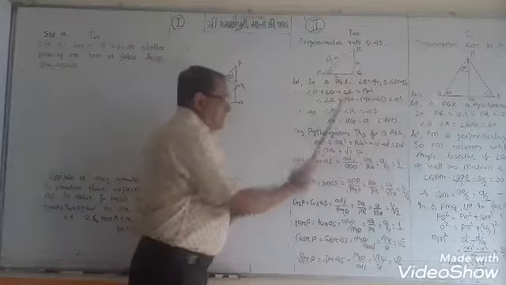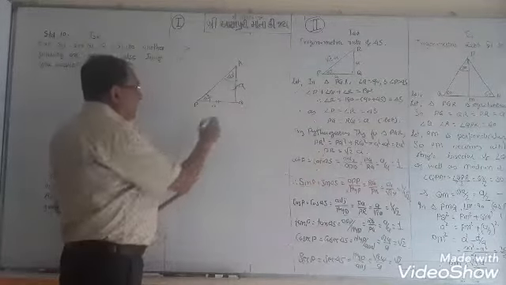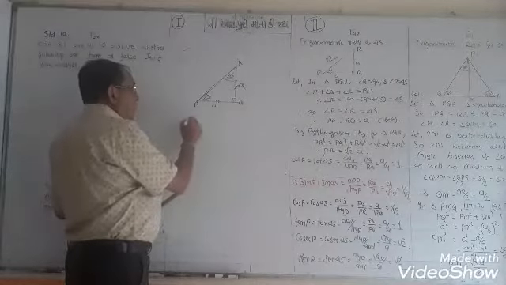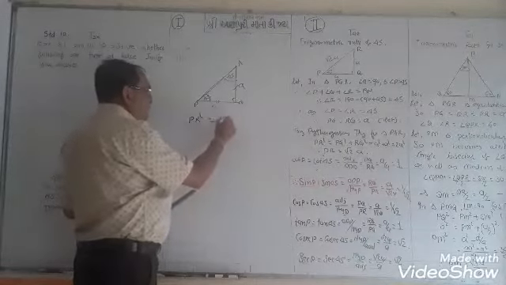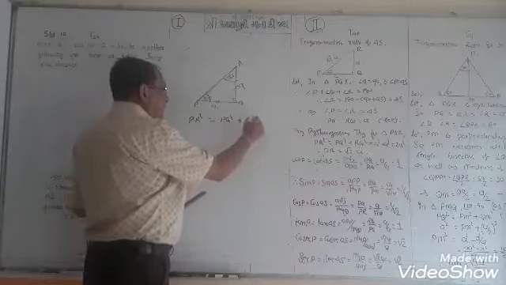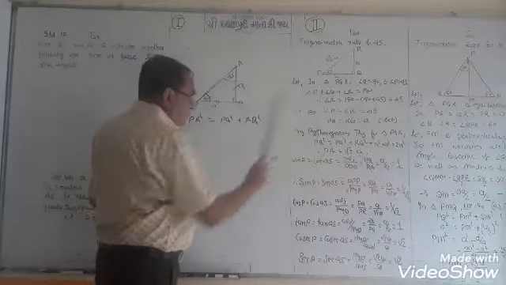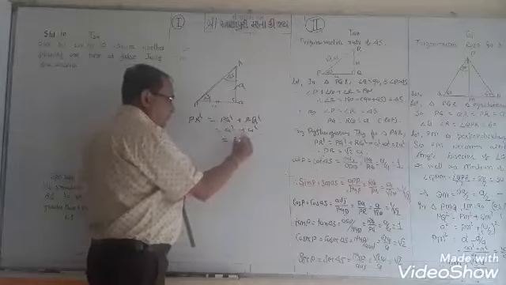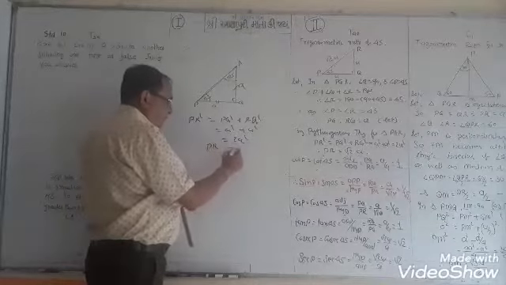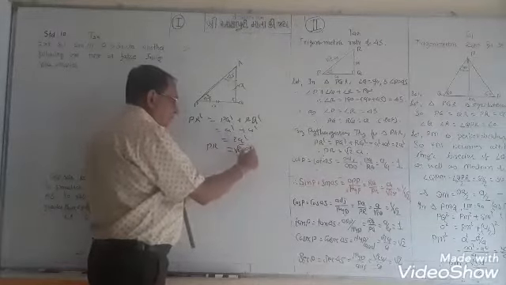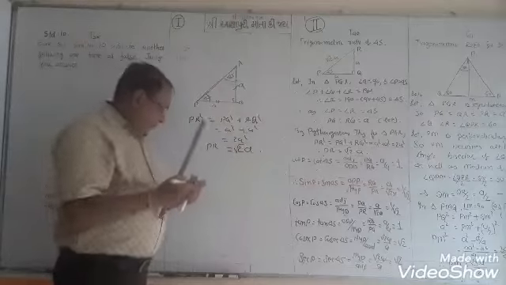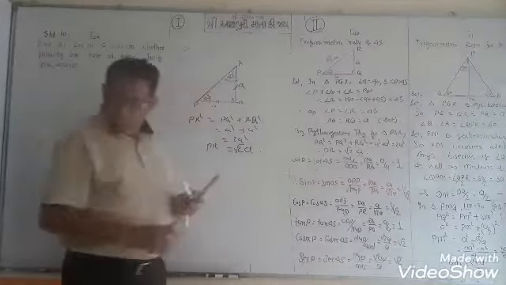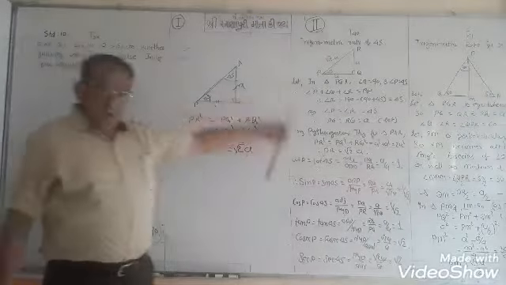By Pythagoras theorem, for triangle PQR, Q is 90. Therefore, PR square is equal to PQ square plus RQ square. I have already taken here. Therefore, A square plus A square is equal to 2A square. Therefore, PR is equal to root 2 A. Root 2 A. Get it? Root 2 A. That is for your note actually.